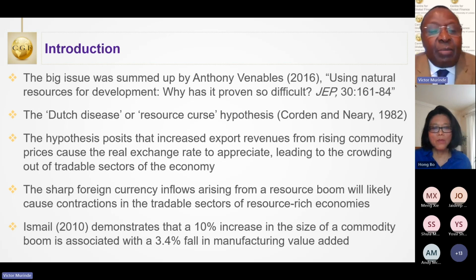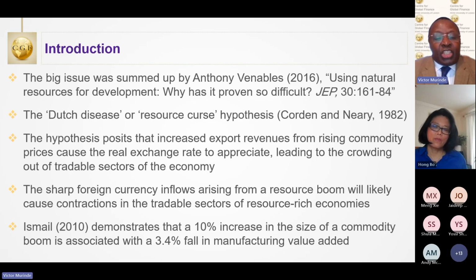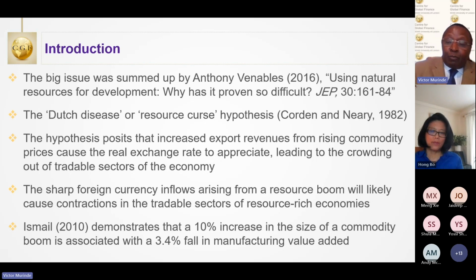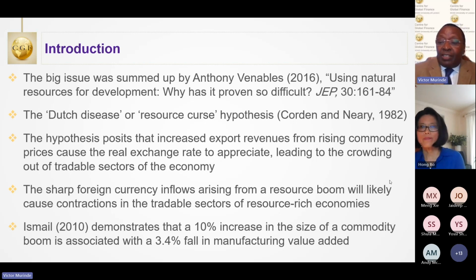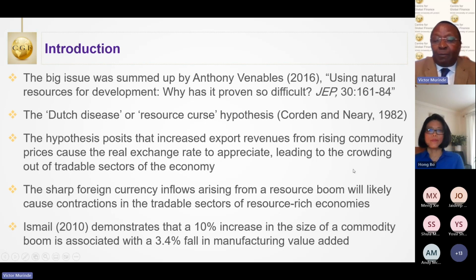And of course, there are many dimensions. Even if you look at it in terms of the sharp increase in foreign exchange inflows, unexpectedly leading to, as policymakers rejoice, the natural resource boom leading to contractions in the tradable sector of these natural resource countries.